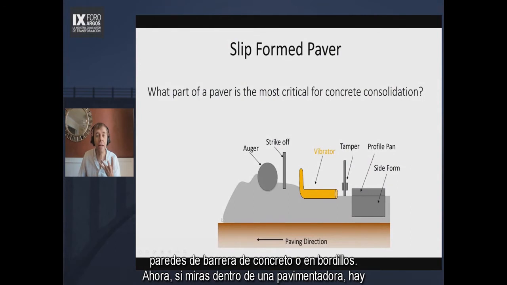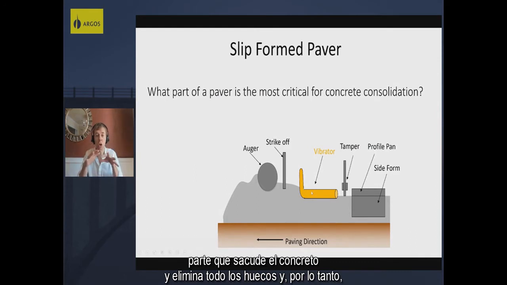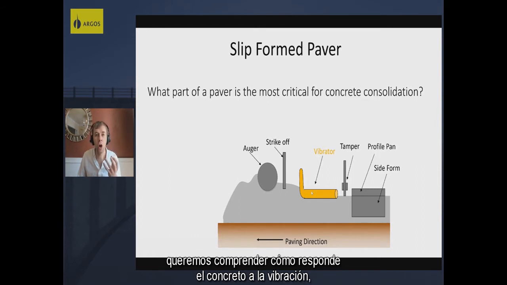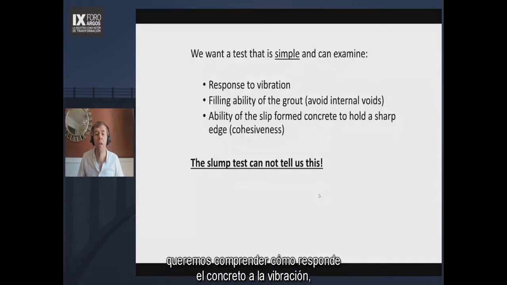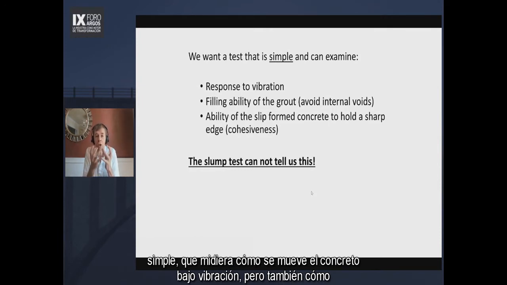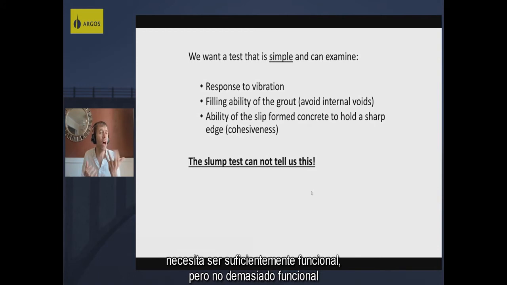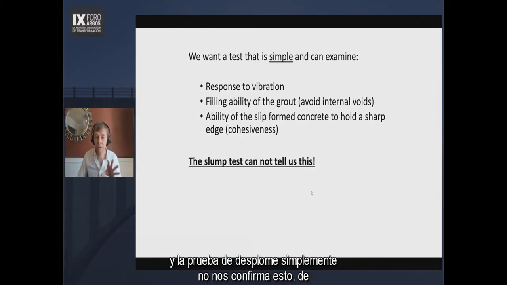Now, if you look inside a paver, there's one part that's very important, and that is the vibrator. That is the part that shakes the concrete and removes all of the voids. And so we want to understand how the concrete responds to vibration. So we wanted to develop a test that was simple, that measures how the concrete moves under vibration, but also how it holds an edge. It's like a window of workability. It needs to be workable enough, but not too workable. And the slump test just doesn't tell us this.